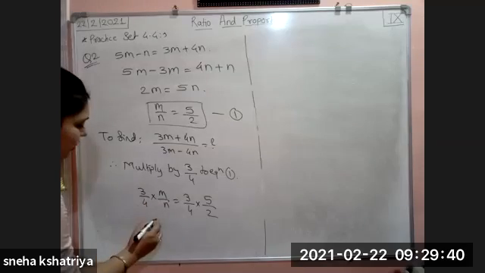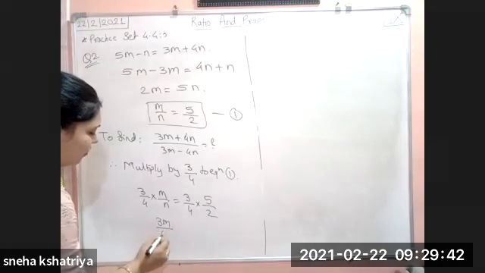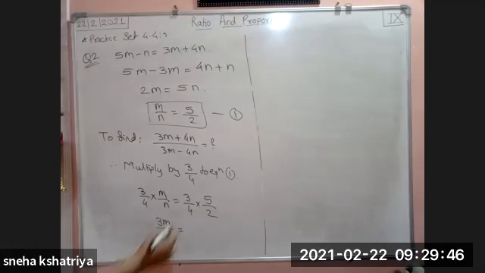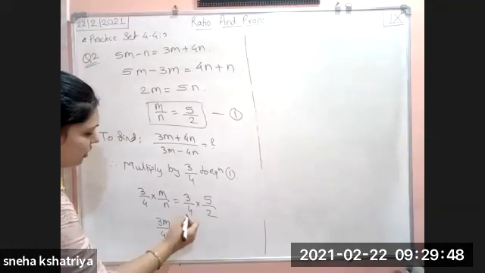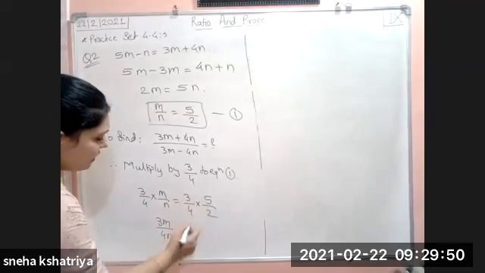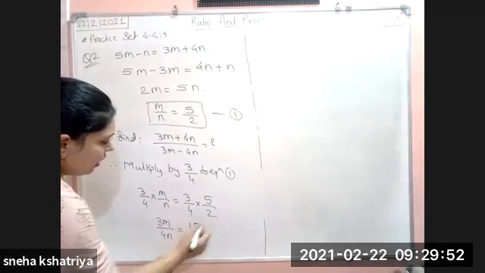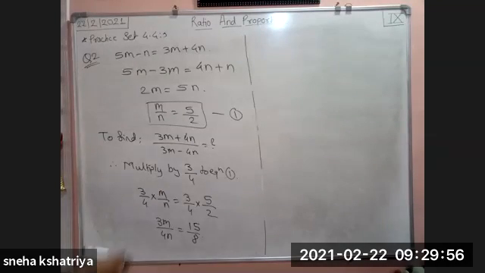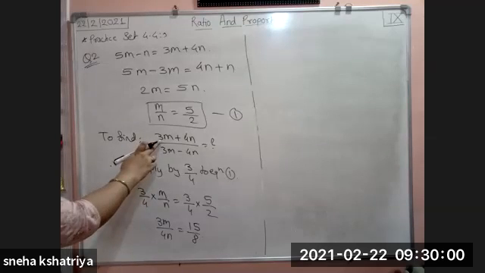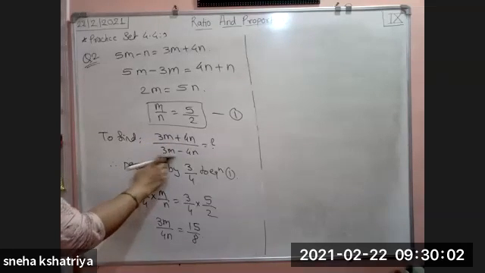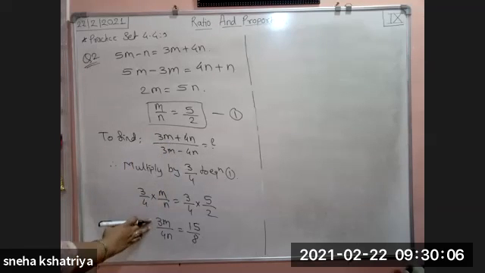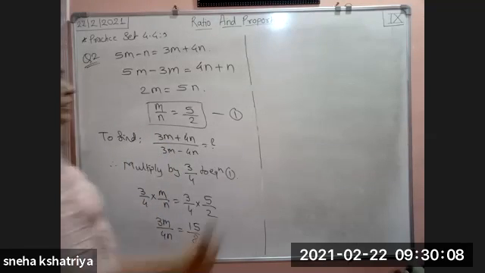We get 3m upon 4n, which is equal to, here nothing gets cancelled, so we will multiply: 5 threes are 15, and in the denominator 4 twos are 8. So the value of 3m upon 4n is equal to 15 upon 8. But what we have to find out? 3m plus 4n upon 3m minus 4n. Means again addition and subtraction. So again we have to do componendo and dividendo.